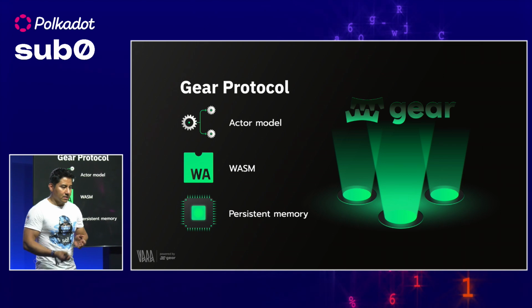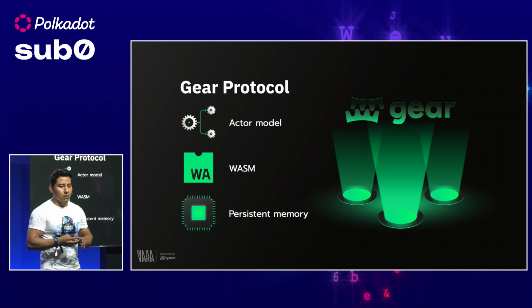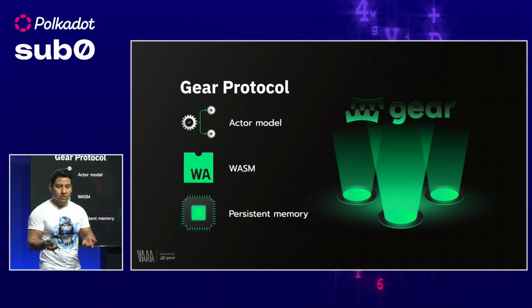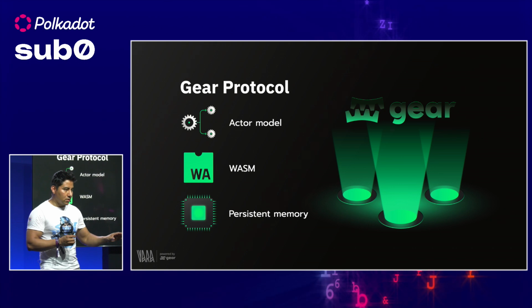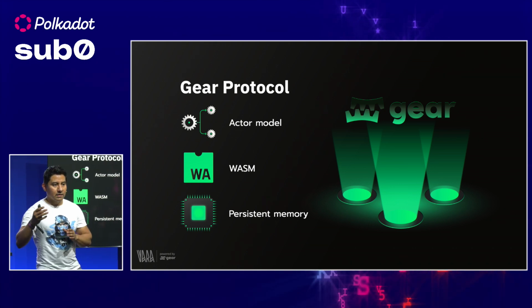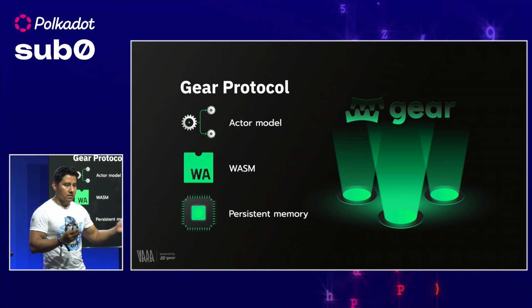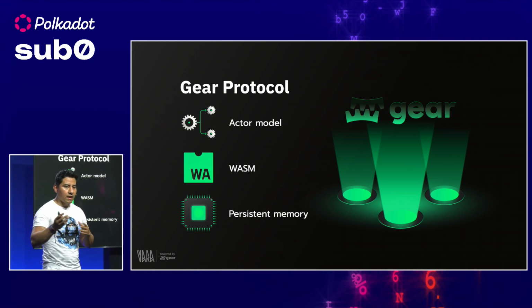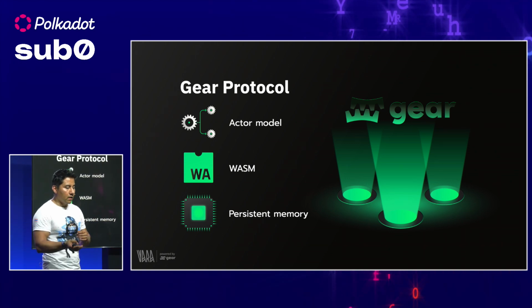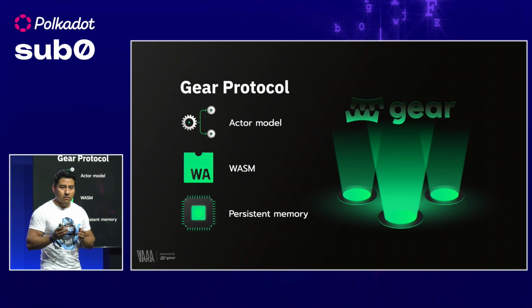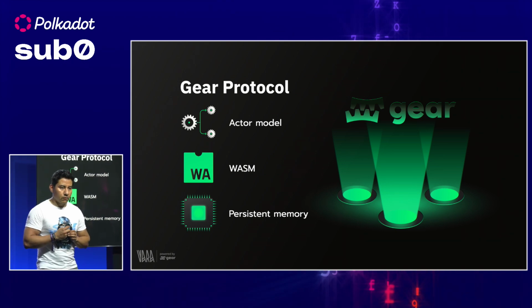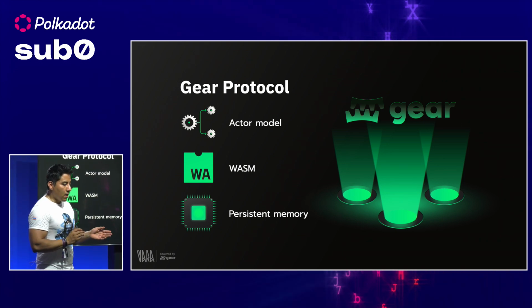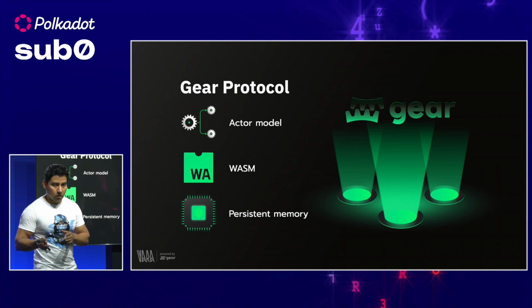The first thing is that in the Gear Protocol, everything is an actor. It means that the user is an actor, a wallet is an actor, and a smart contract is an actor. So basically, this enables communication between all the different elements, just by sending and receiving messages. This is the power of the actor model technology, okay?